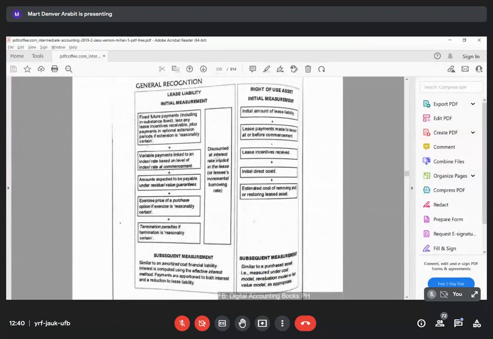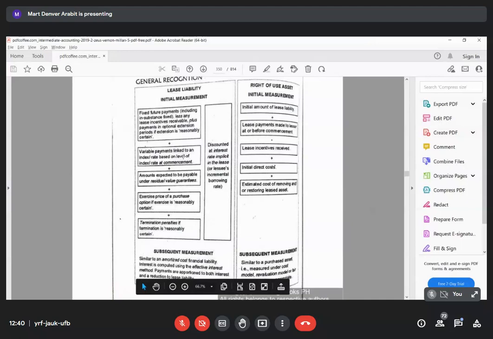So, this is our flow. Initial amount of lease liability plus lease payment less the lease incentive received. This is the deduction to the lease payment that is granted by the lessor, plus initial direct cost and additional cost of removing and restoring the leased asset. That is for right of use. And for lease payment, this is what we were given. So, same lang.